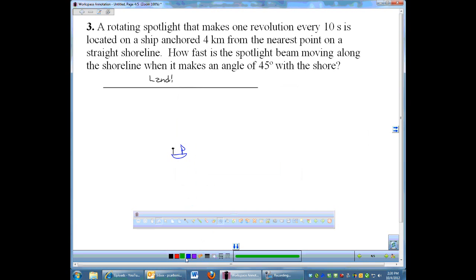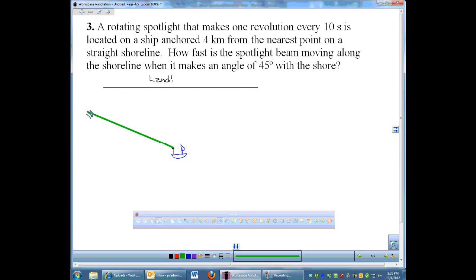All right, so we have a light, and the light is going in a circle like this. So it's like a rotating light. It's a little spotlight, and it's making 1 revolution every 10 seconds. So it's actually going kind of slow. And the light's going to hit the shore and then travel along the shoreline, and then come back out to the ocean, hit the shore, and travel along again.